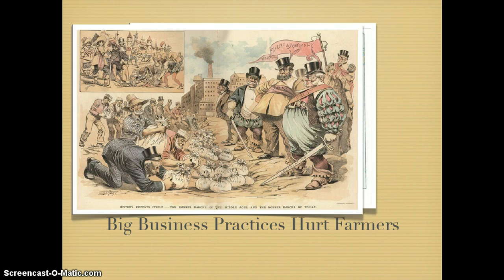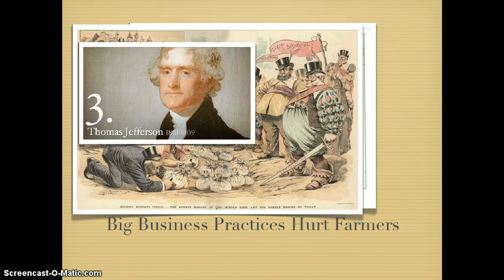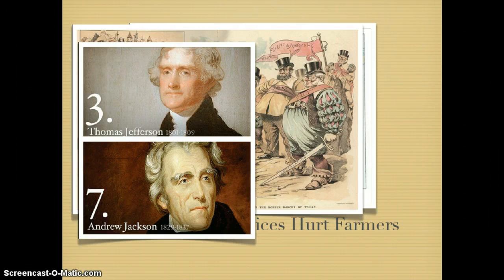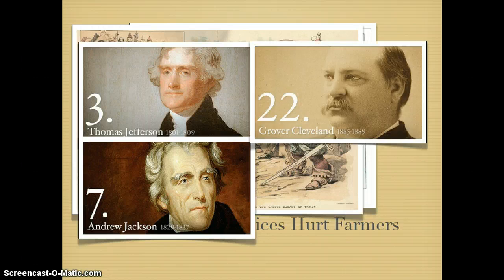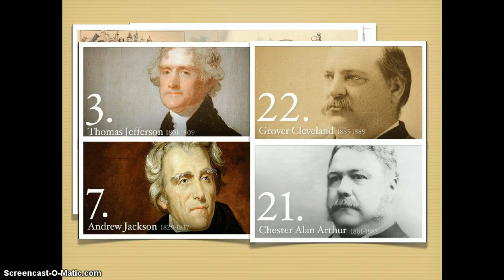Ultimately, farmers were growing more and more angry, feeling that the nation was turning its back on them in favor of industry. While there was a history of electing presidents who had agricultural backgrounds, thinking back to Thomas Jefferson or Andrew Jackson, both from primarily agricultural states, the Gilded Age started to bring in presidents who were from more urban industrial states, such as Grover Cleveland, who was from New Jersey, and Chester A. Arthur, who was from Vermont.